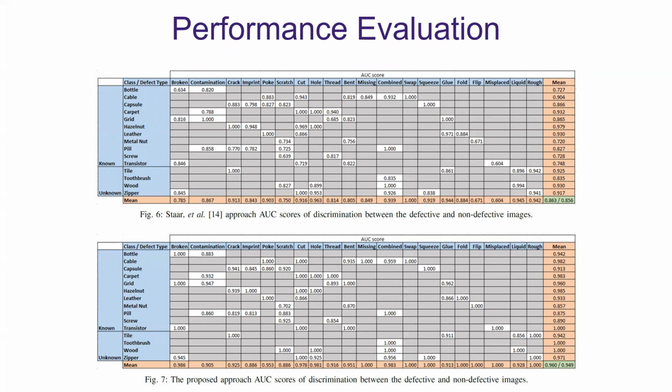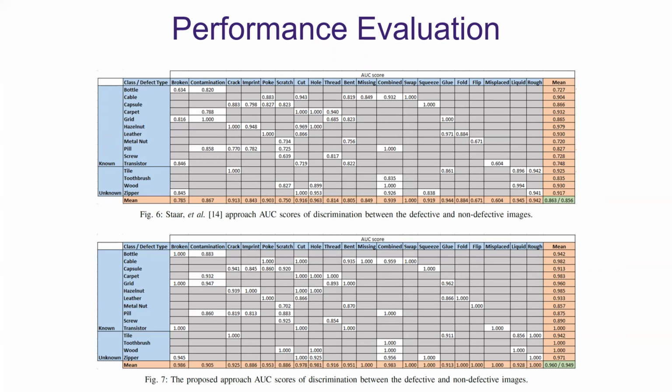Figures 6 and 7 show the individual and mean AUC scores for Starr et al.'s approach and the proposed approach, respectively. The classes are the blue column headings at the top, and the defect types are the blue row headings to the left, where the first part are known classes and the second part are novel classes, i.e. they're not used in training.